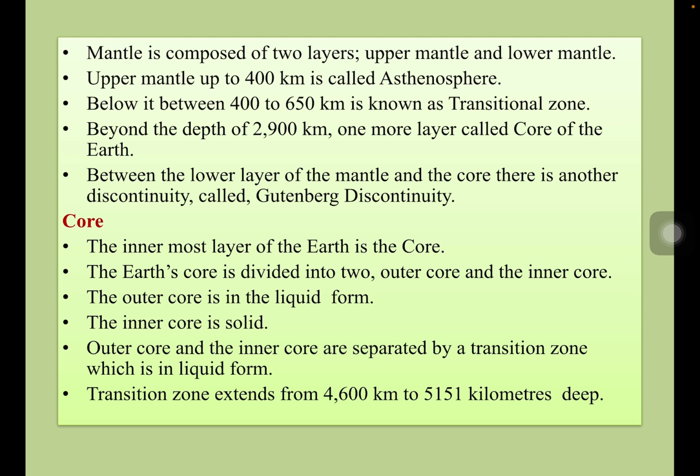Between the lower layer of the mantle and the core, there is another discontinuity called Gutenberg discontinuity. This Gutenberg discontinuity is the second one. Moho is one and this is the second one. Please remember that. You need to remember it very well.